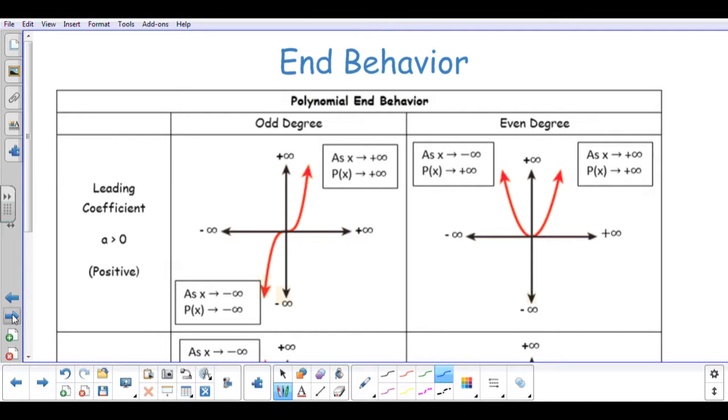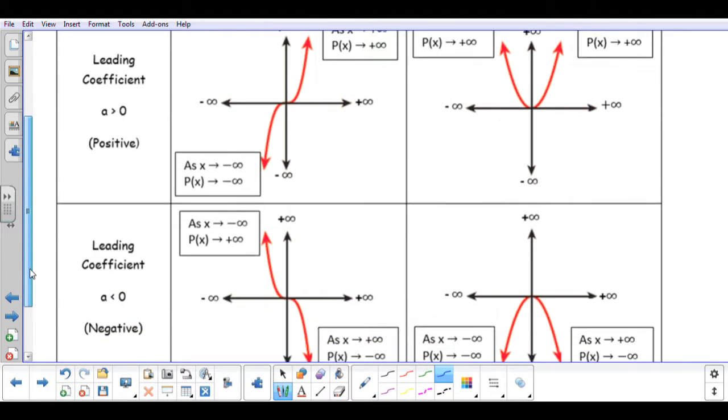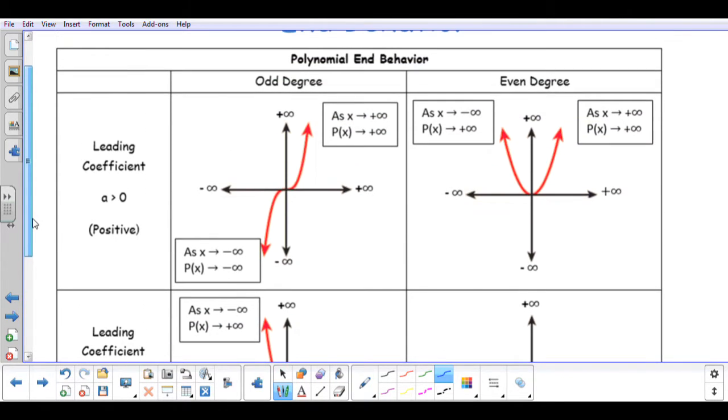So here on the next table, we have everything classified by either the degree being even or odd, and then we do have a difference with the leading coefficient being positive or negative. Remember in previous chapters when we have had a negative number in the beginning of our equation, the negative has indicated a reflection over the x-axis. So the same thing is going to be happening here.